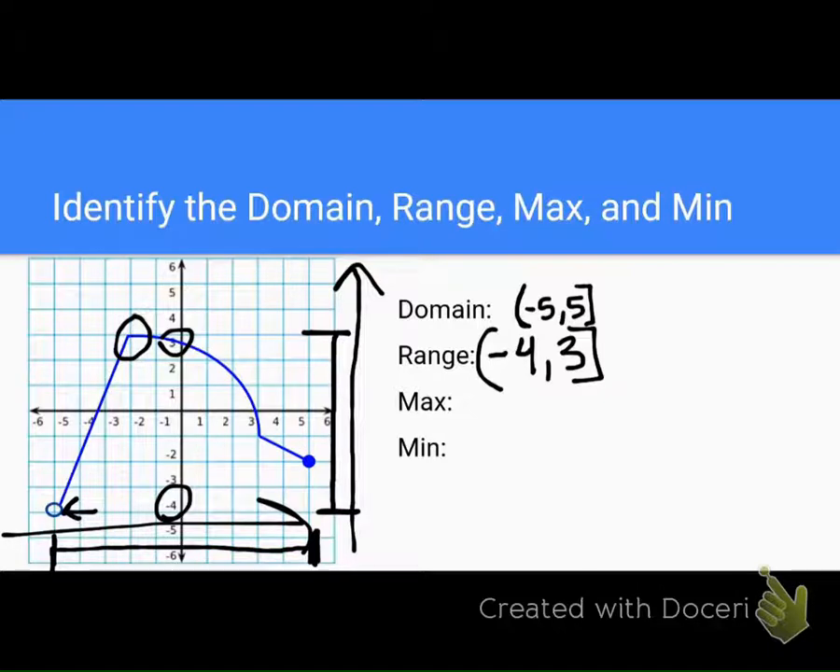Okay, so then looking at the range, I can figure out what's my maximum and what's my minimum. So max is going to be my highest y value, and that will happen right here, right? This point that we were looking at. So for my max, I would say that y equals 3. And then the min is the lowest point of the function, which happens here. So for the minimum, I would say y equals negative 4.